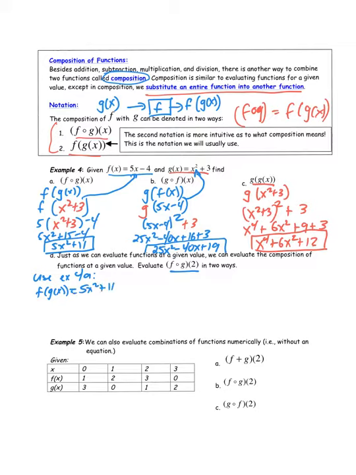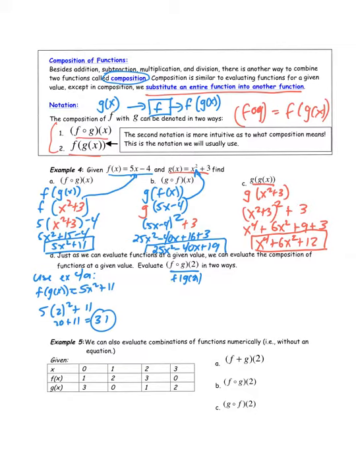So if we want to know f of g of 2, we can put 2 in for x here. So that's going to be 5 times 2 squared plus 11. So that's 5 times 4, which is 20, plus 11, which is 31.